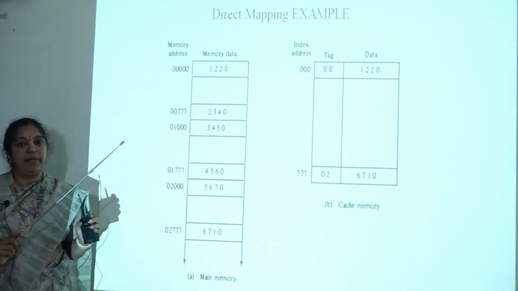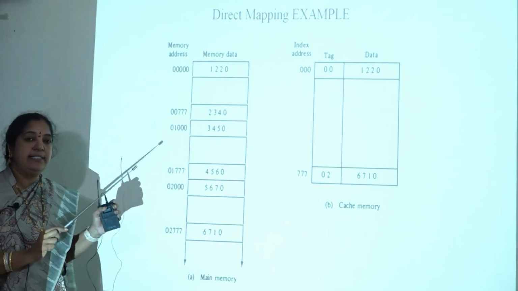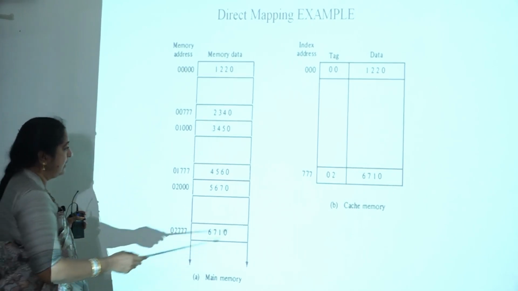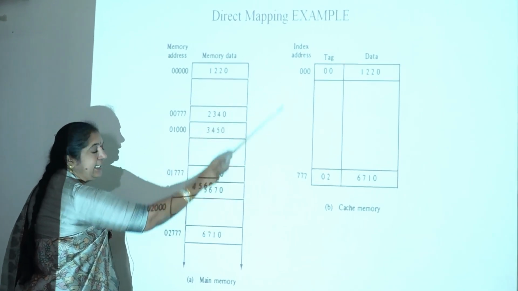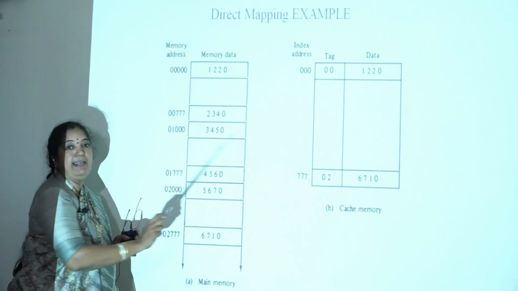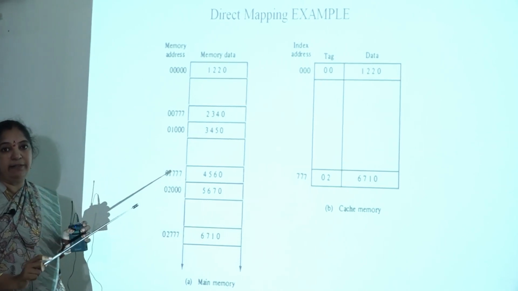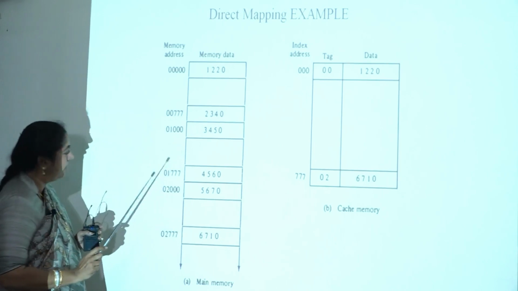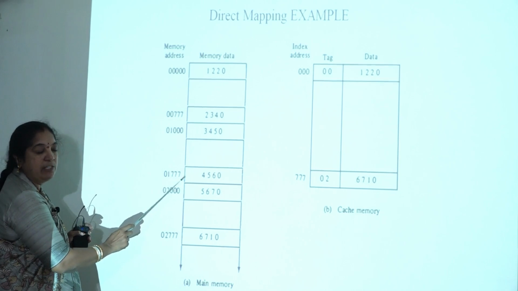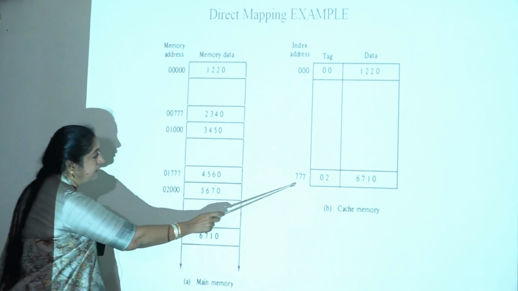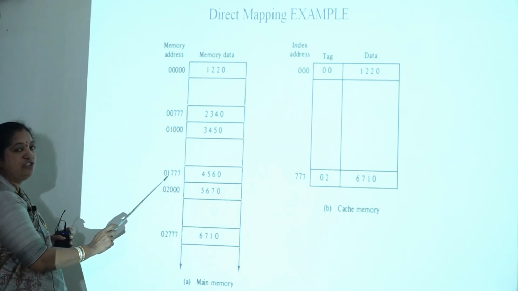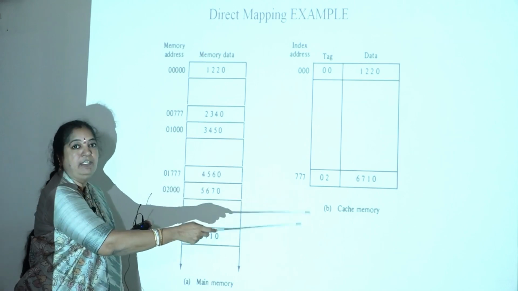Compared to associative mapping it is easy, but disadvantages are also there. The main disadvantage is that, for example, for the index 777, there will be only one entry line. There will not be multiple entry lines. For example, if we want to search for particular data corresponding to 01777, the index number is 777, so it will go to 777, but here we have tag 02 and we are searching for 01. So it is not available, it is a miss.